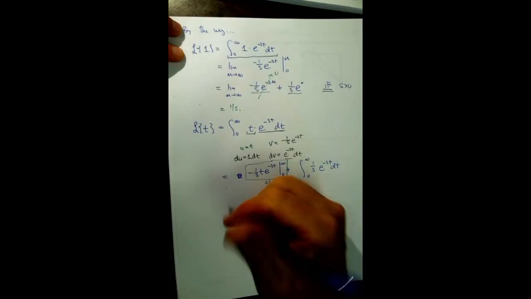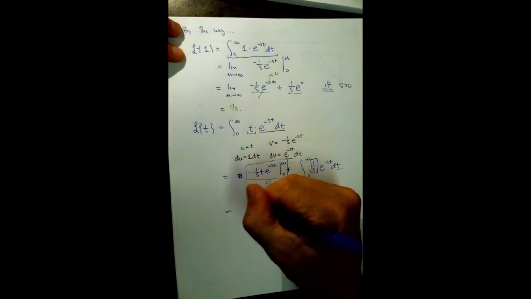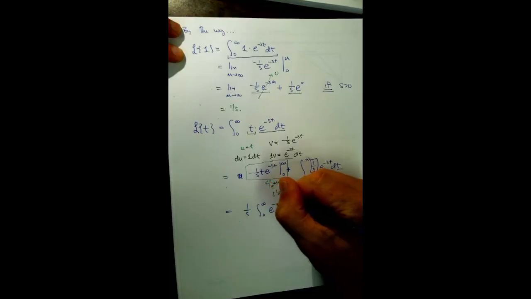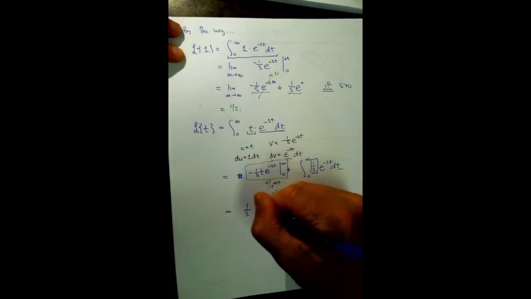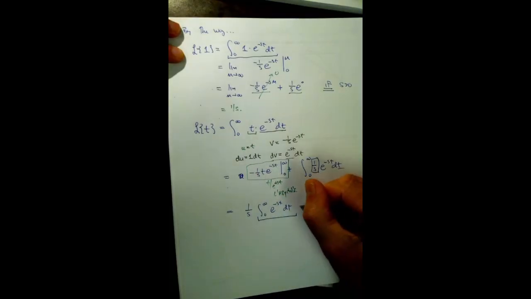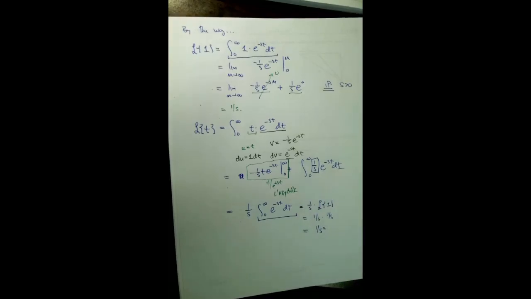So then you're going to be left with, and now this 1 over s has nothing to do with t, so I can pull that out. So this becomes e to the minus st dt. And notice I already did this up here. So this is just 1 over s times the Laplace transform of 1, which was 1 over s. So I get 1 over s times 1 over s is 1 over s squared.